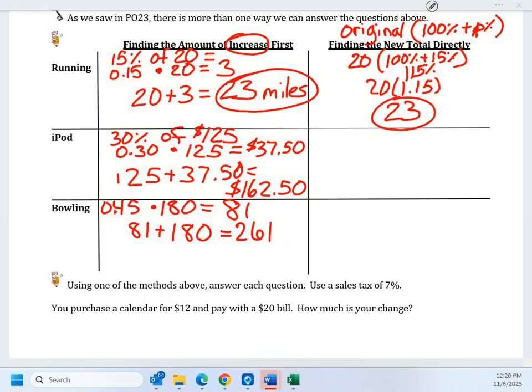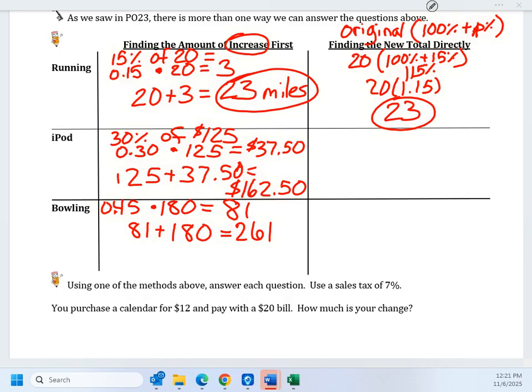Some of us say, oh, it makes sense to me, I find how much my percentage of increase is and then I add it. This one, we're doing our adding first and then we multiply. So instead of multiplying and then adding, we add then multiply. We get the same answer.